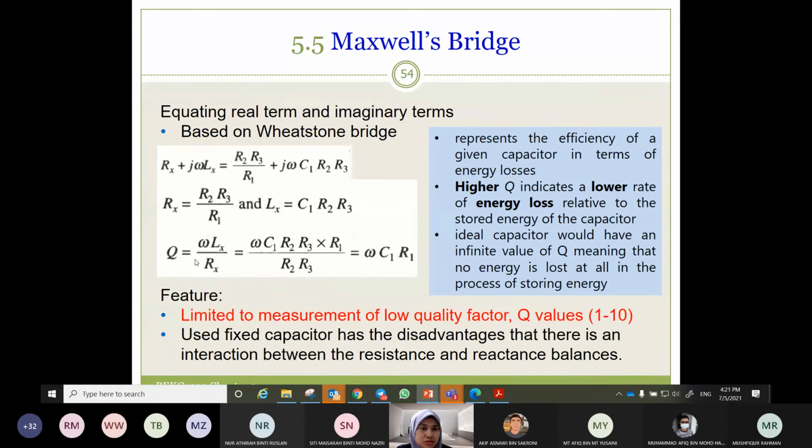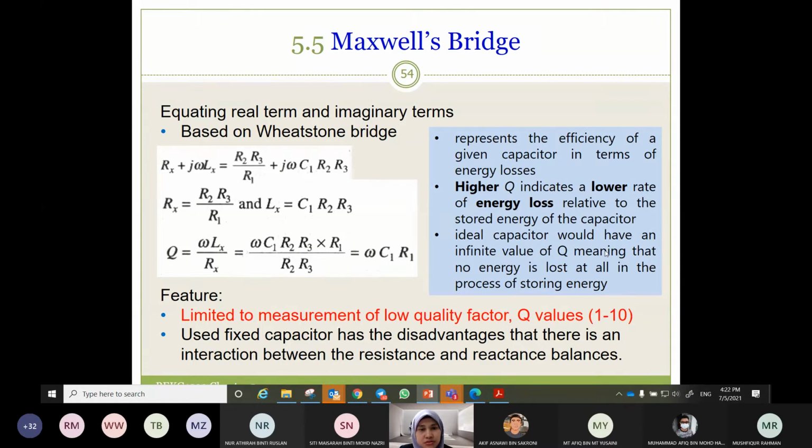So this is the value of Q. Q is equal to omega Ls over Rs. So we substitute Ls, C1 R2 R3, and then we substitute Rs. Rs is equal to, we just make it reverse, R2 R3 at the bottom and R1 here. We cancel out the same terms and we will get the final formula for Q.